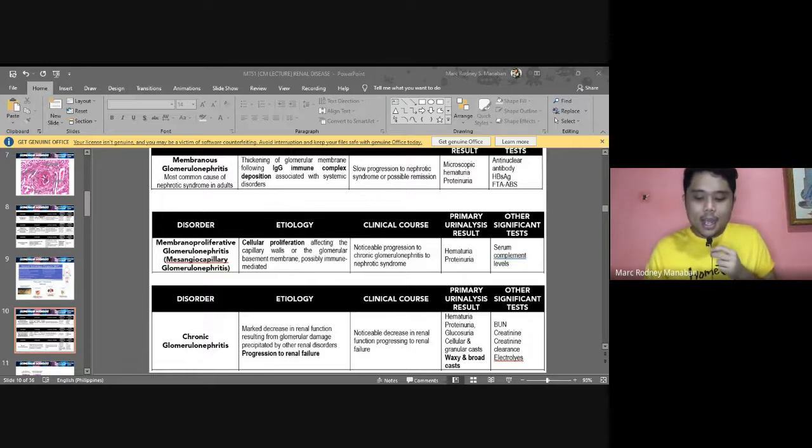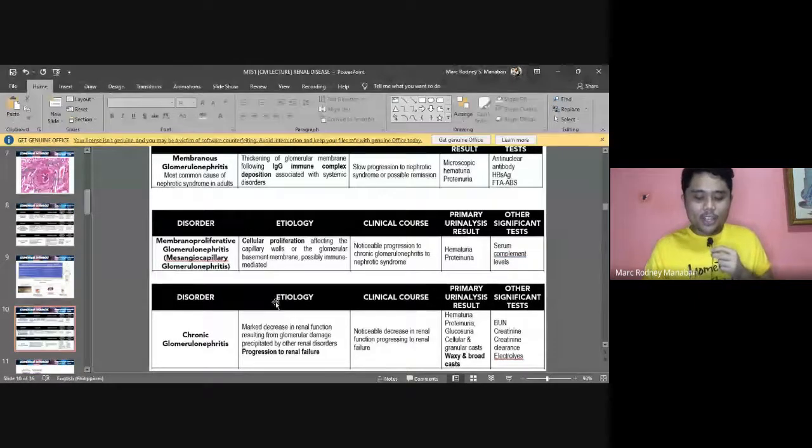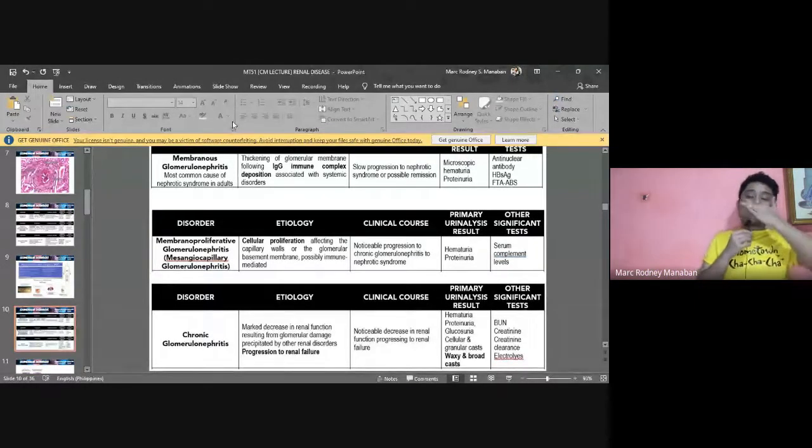Okay, all right, sige, tama. Ayan. So again, chronic GN. So it's prolonged na yun. So dugay na siya nahitabo. So therefore, there is already marked decrease in the renal function. All right, kay dugay na yun siya.